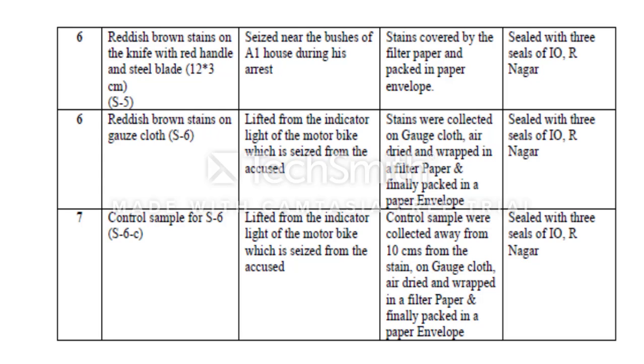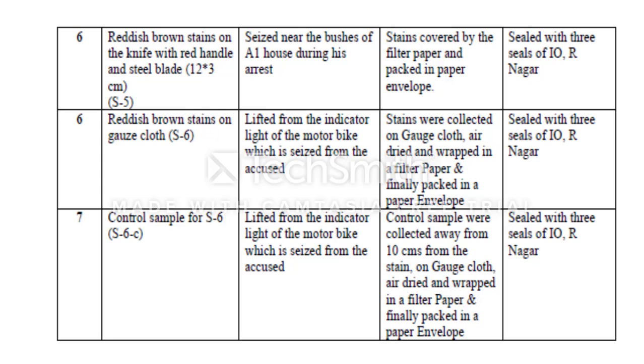Recovered near the bushes of Avon house during his arrest. That is the location of the exhibit. Now, stains covered by the filter paper and packed in paper envelope. The stained portion needs to be covered, the reason being that because of dryness of the blood it may fall off. So to avoid that, the blade of the knife needs to be covered with a filter paper, and if need be, preferably tied with thread. Now the seals, which are 3 in number, again will be from the IO, because the IO is the one who is seizing the materials.